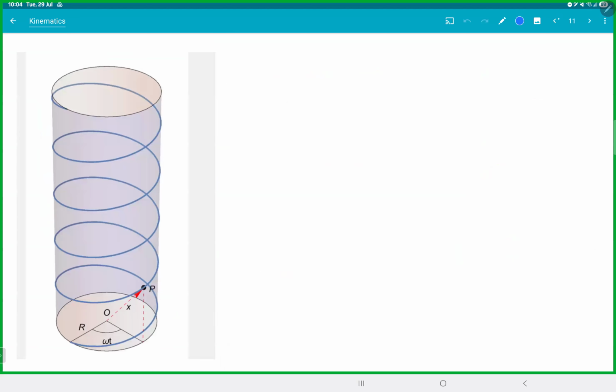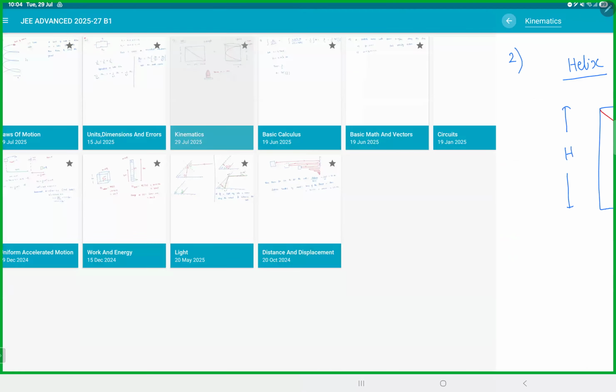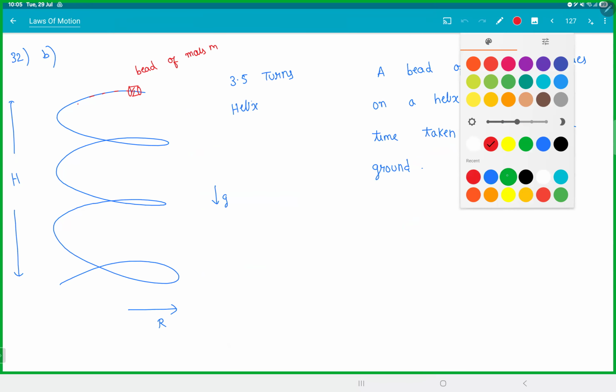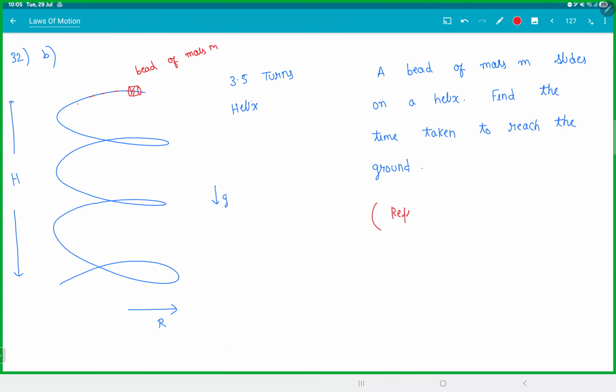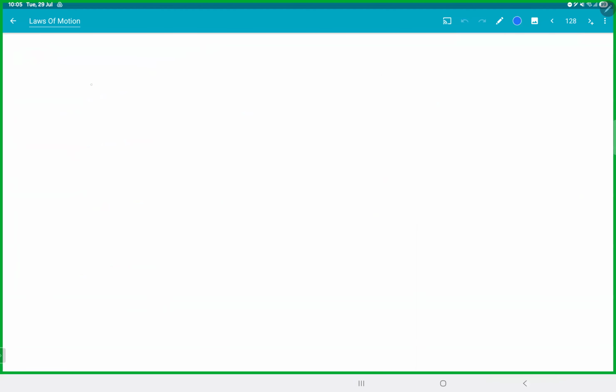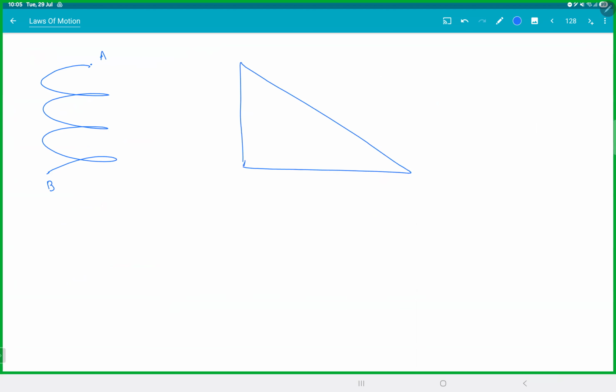So this is page number 10. I will leave it there for reference. That is the first time you encountered a helix. So when I open this 3.5 turns helix, this actually becomes like a part of a diagonal.